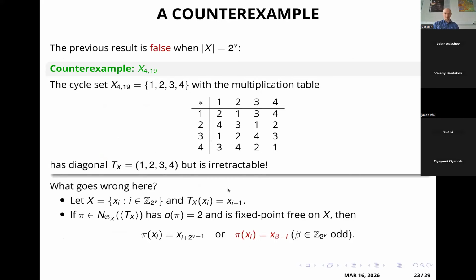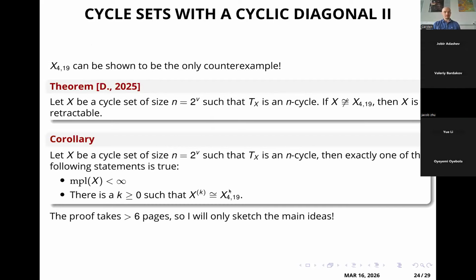So one can in fact show that this cycle set... Maybe I should say why I called this X419. Well, it's simply the cycle set X419 in the GAP library of small cycle sets. Maybe there's a better way to name this. But it turns out it's the only counterexample, because you can show if you are given a cycle set of even prime power size 2 to the v, whose diagonal is a full cycle, then if the cycle set is not isomorphic to our counterexample, then our cycle set is in fact retractable.